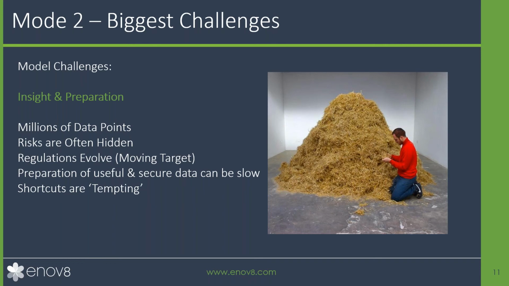Two, risks are often well hidden. Don't rely on naming conventions of the tables and columns, as they often mislead. And don't forget the use of hidden temporary tables. Three, regulations are evolving. That is, the risk today may not be the same as the risk tomorrow. Change is constant. Four, preparation of useful, that is secure prod-like data, can be very time consuming. It is not uncommon to spend months trying to decipher and automate medium complexity systems.